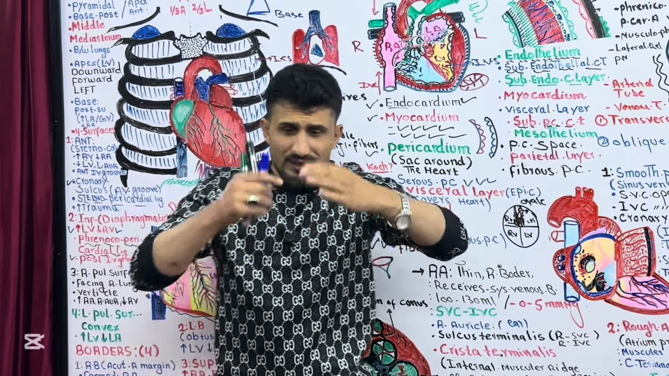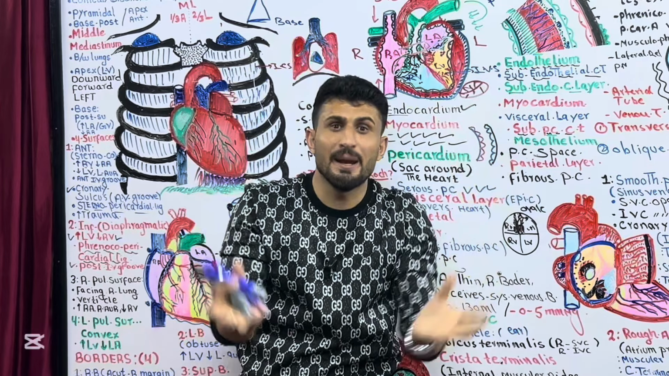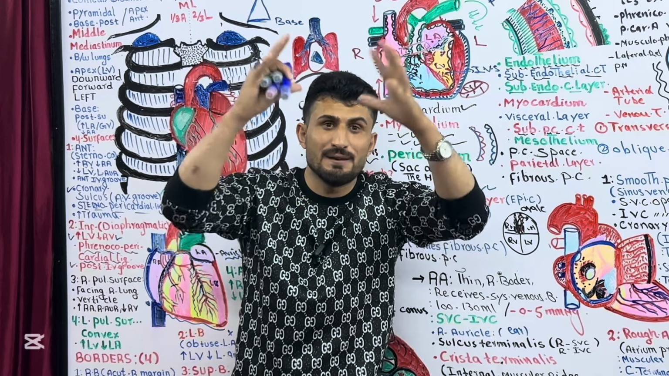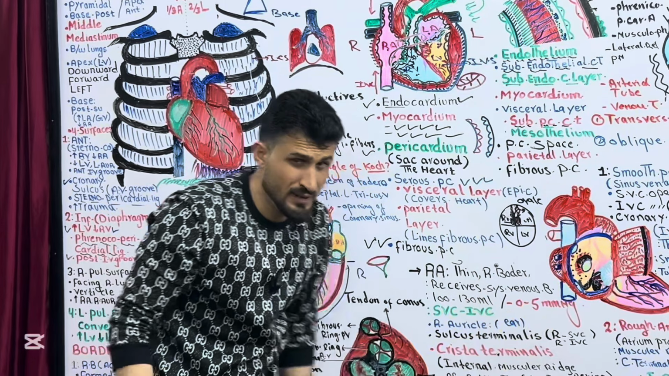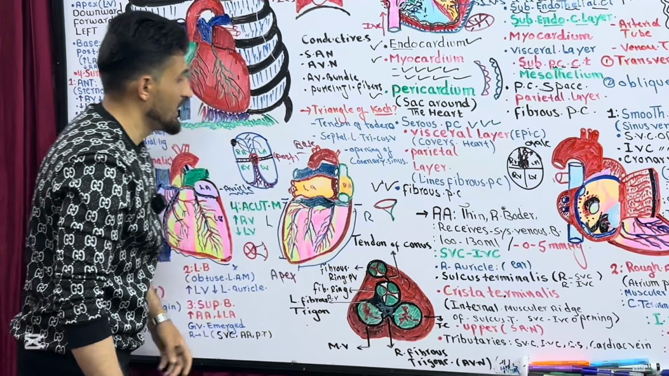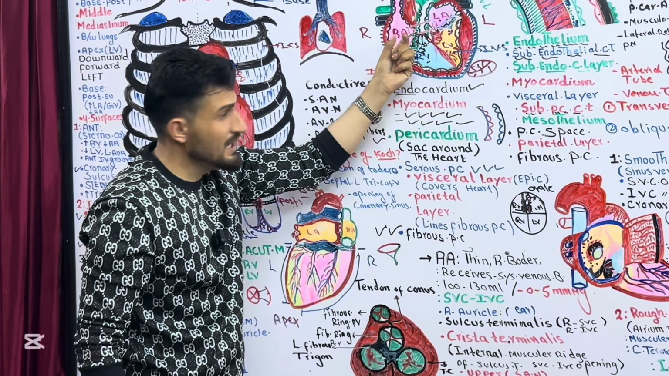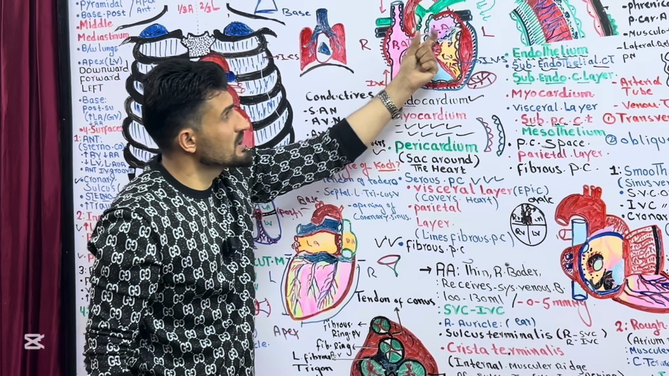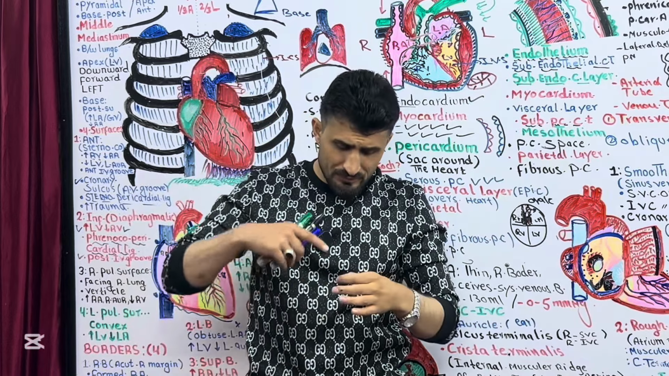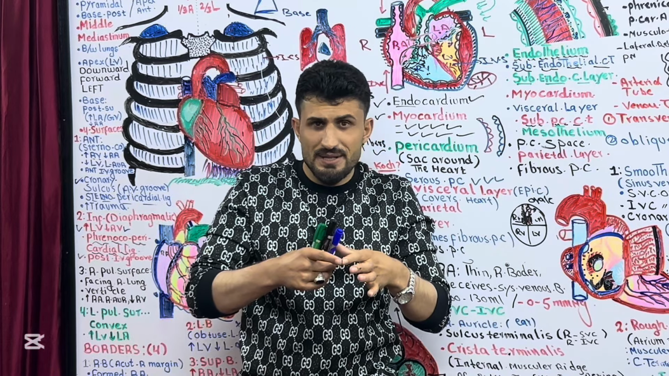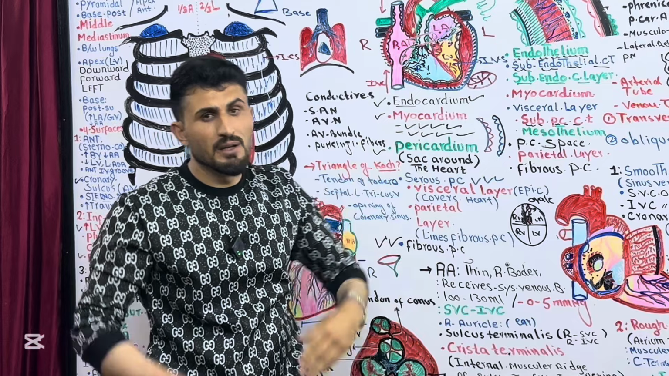Okay, and for example we have a door, and for a door we need a frame. So this ring acts as a frame for this valve, so it provides attachment for this valve. So the first function of the fibrous skeleton of the heart is that it provides attachment for the heart valves. These rings support heart valves. In some conditions these rings are dilated, and when they dilate, they cause prolapse and regurgitation of a valve.